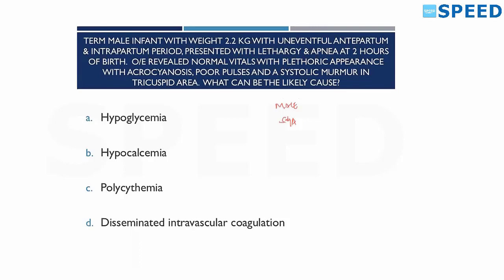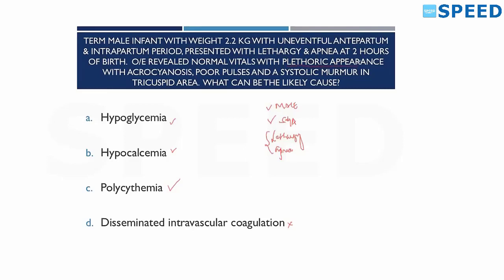So the clues which are given are: he is a male baby, he has small for gestational age, and the features of lethargy, apnea. Now, lethargy and apnea can happen both with hypoglycemia, hypocalcemia, in addition to polycythemia also. Disseminated intravascular coagulation will present with either bleed or thrombosis, so this is less likely of the diagnosis. But how to differentiate A, B, and C? We do not have glucose value, we do not have calcium values, and we do not have hemoglobin values. At this point of time, you should see for the other clues in the question.